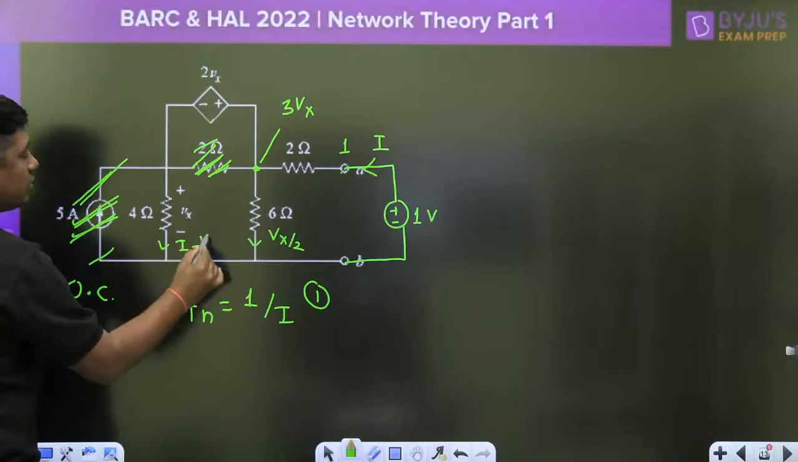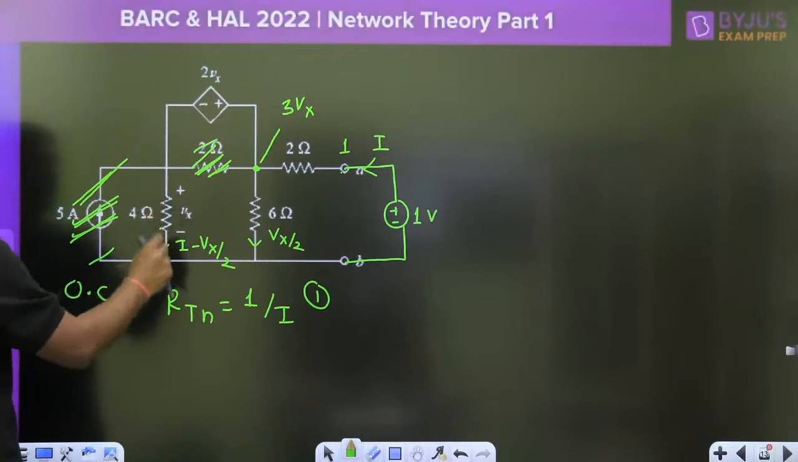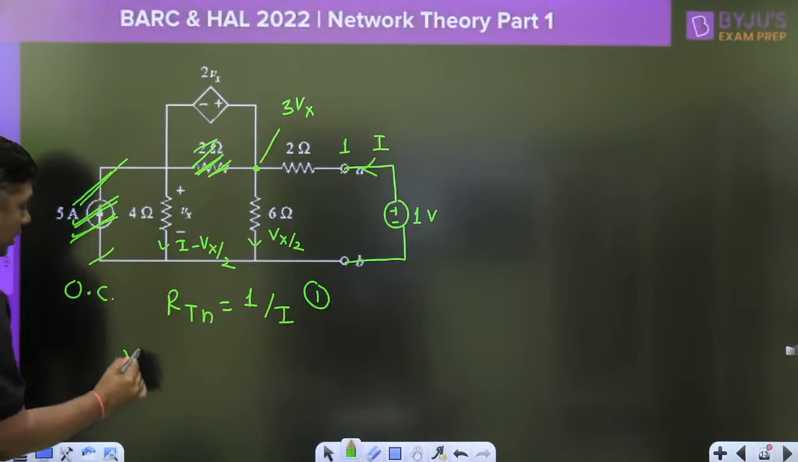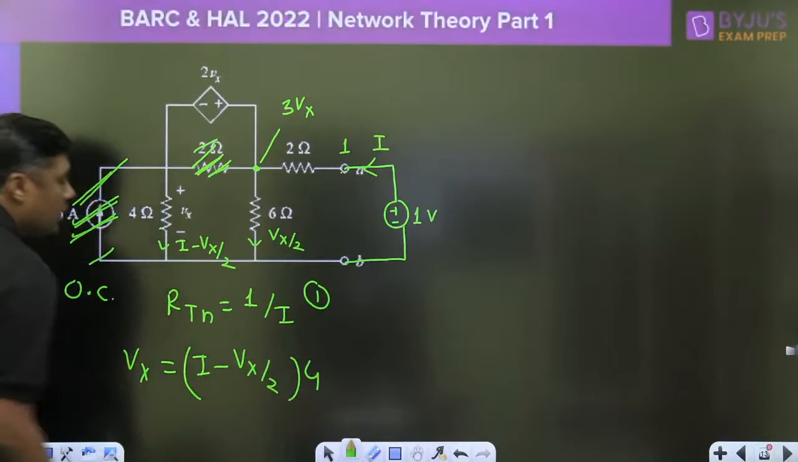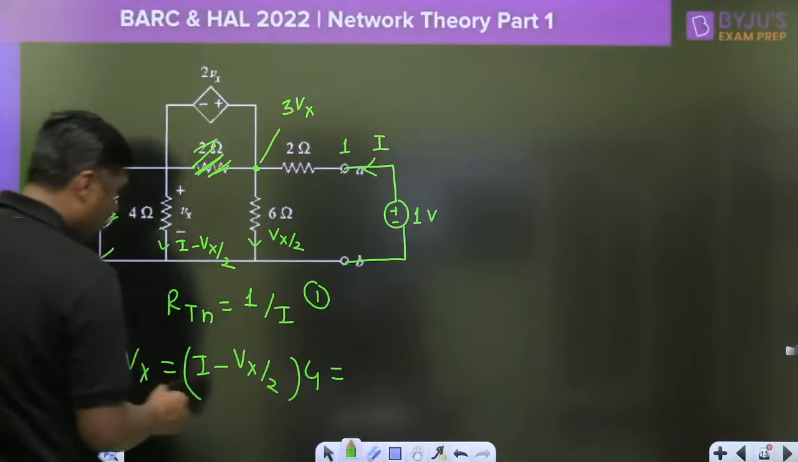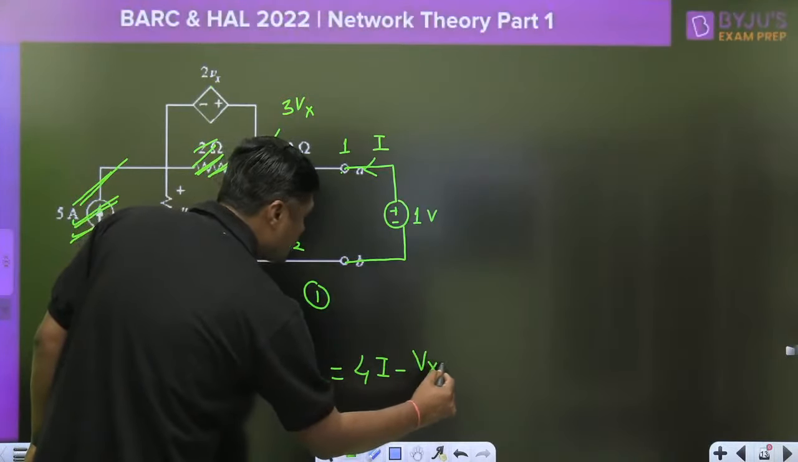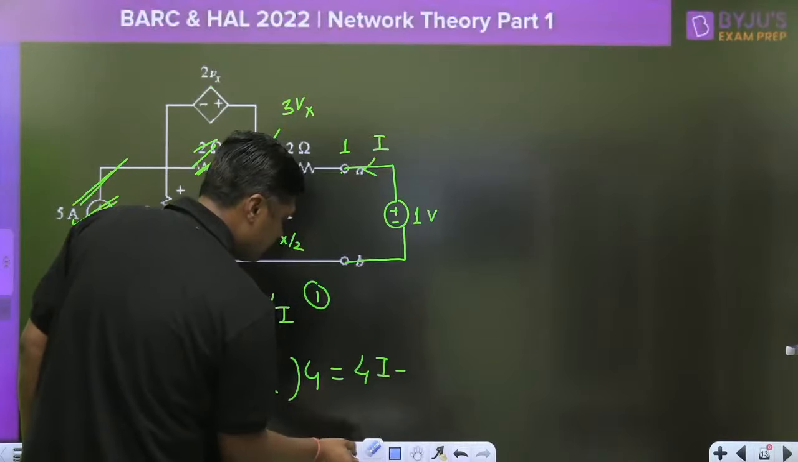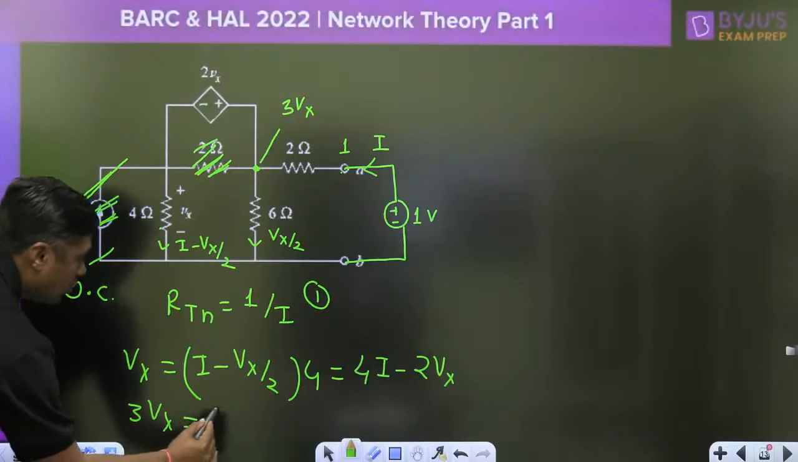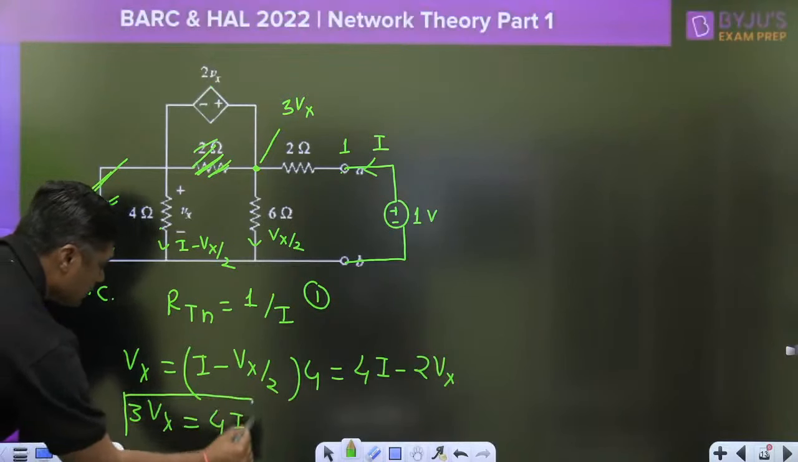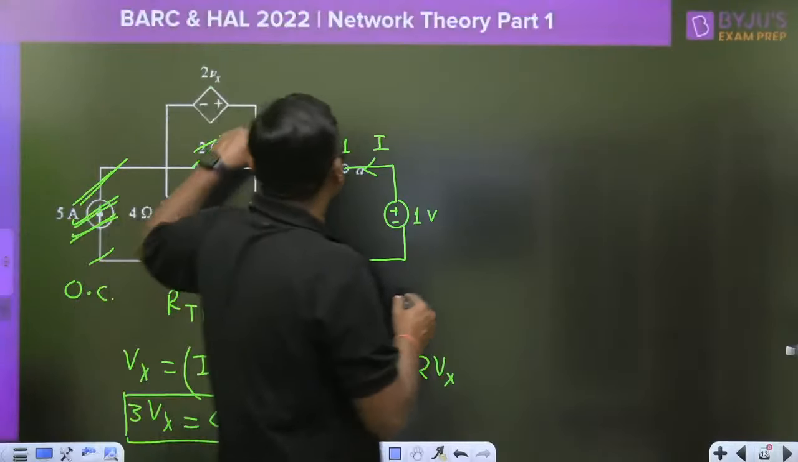So, I minus Vx by 2. Here I is distributed, Vx by 2 goes this way, so the current here is I minus Vx by 2. And then you can find the Vx. Vx is equal to I minus Vx by 2 into 4. You can solve it: 4I minus 2Vx, and this will become 3Vx is equal to 4I.